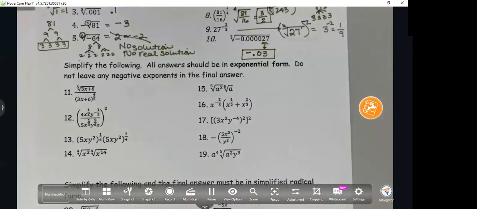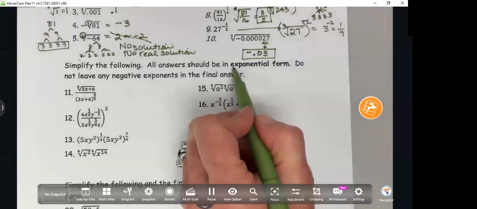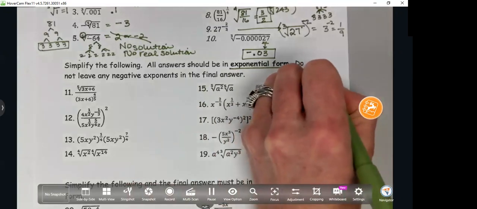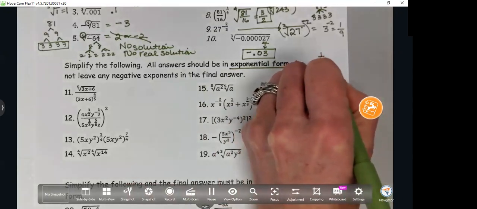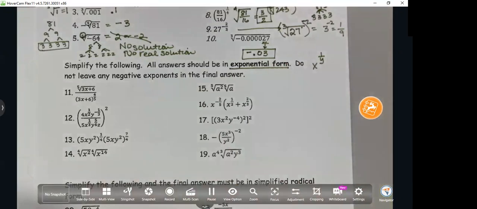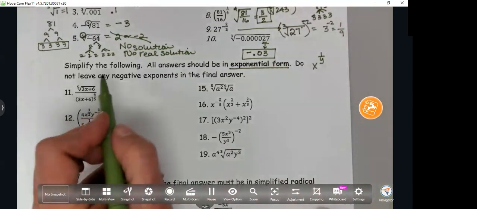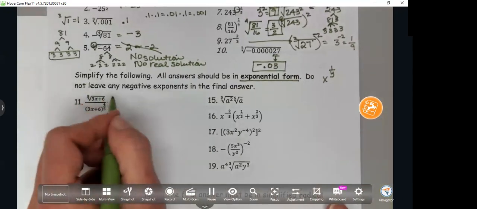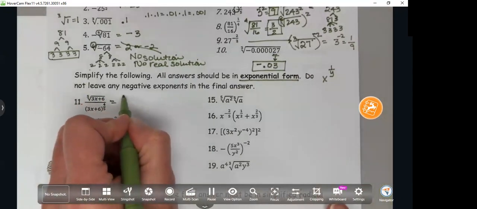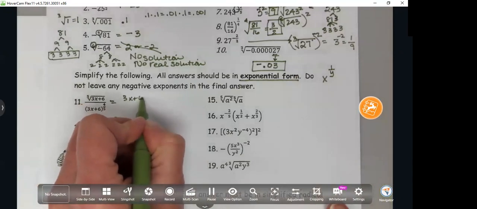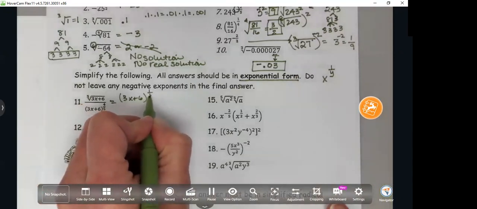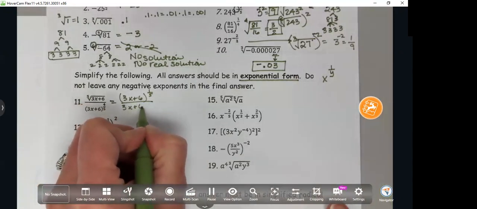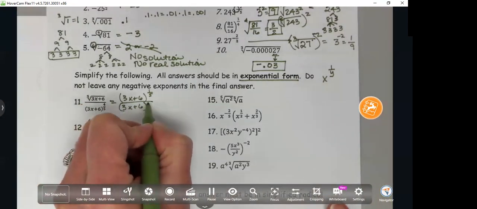Moving on, simplify the following. All answers should be in exponential form. So that's where we have x to the 1 over y type of thing, whatever that might be. And no negative exponents. So if we look at this, you can rewrite this as 3x plus 6 to the 1/5 power over 3x plus 6 to the 4/5 power.